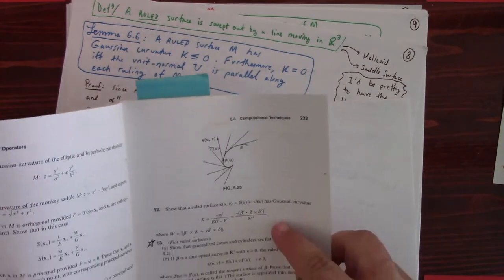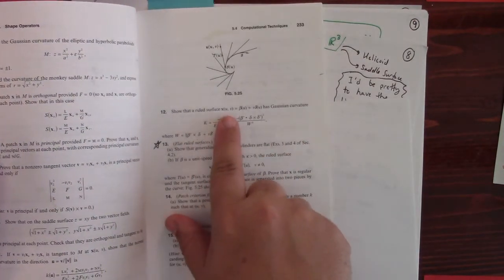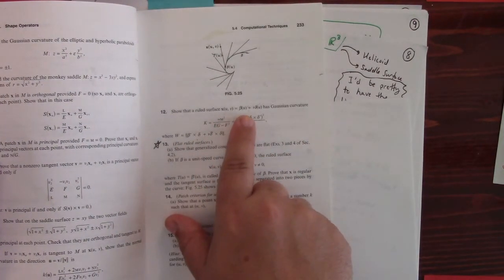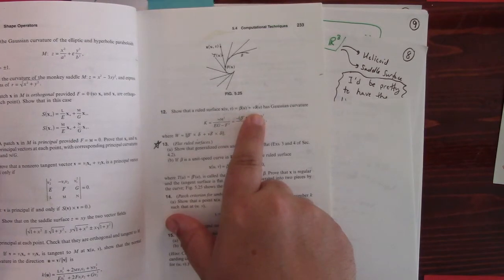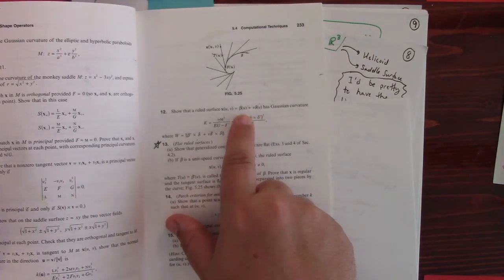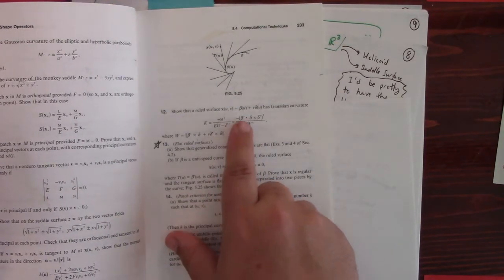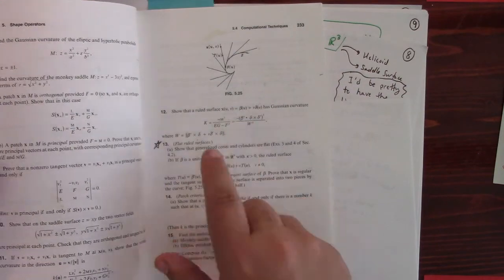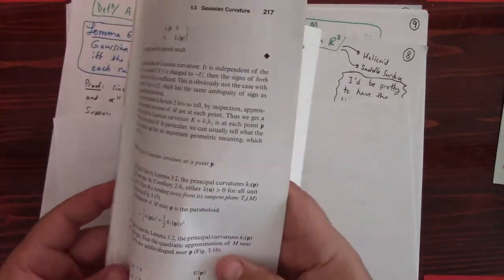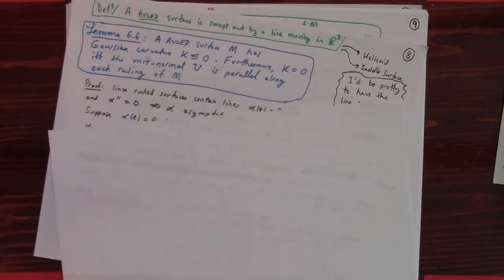Well, here's the formula for it. A ruled surface, x(u,v), is beta of u plus v times delta of u. This is the parameterization of a ruled surface. But I feel like there's another place where this is discussed more fully earlier. But anyway, there is an example of that formula. Okay.